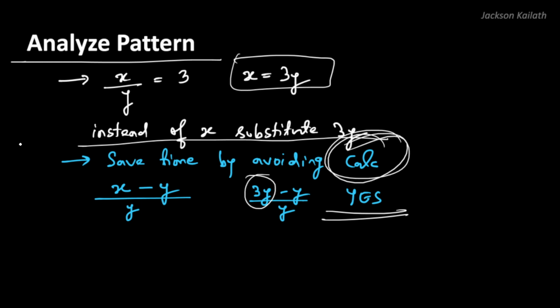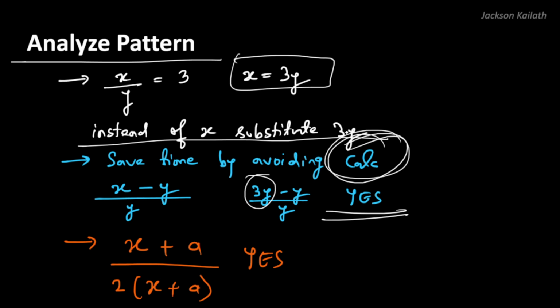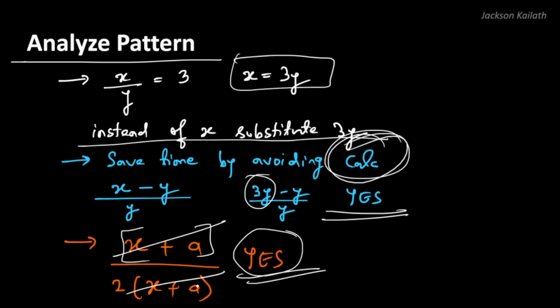Now, a few more interesting points to note over here. If there was a ratio like x plus a divided by 2 into x plus a, remember over here you're getting a yes, because even though you have some variables, they cancel out. So take a note of that. It may be that in the expression that you are evaluating, the numerator and denominator may cancel out and you may be left with just numbers. All right. So in this case, you're getting a yes. So be cognizant of these type of questions as well.